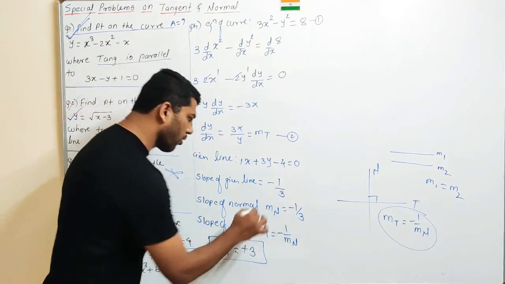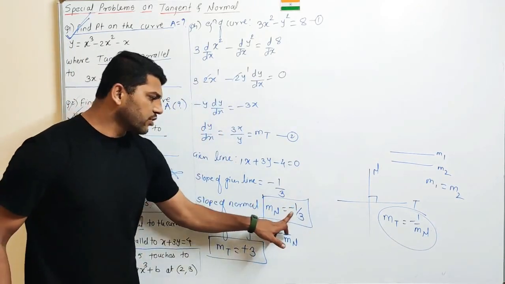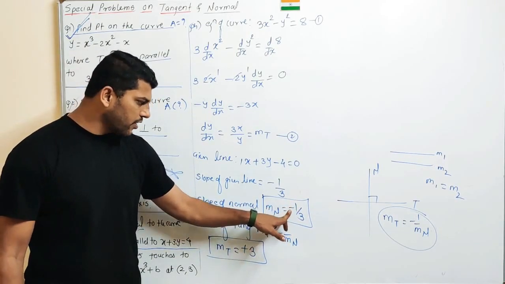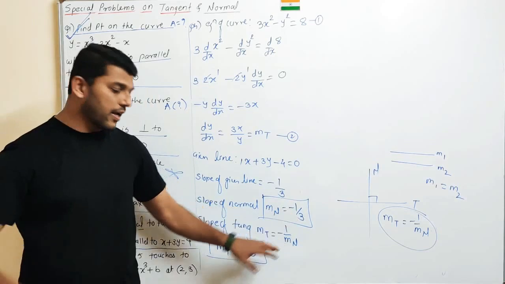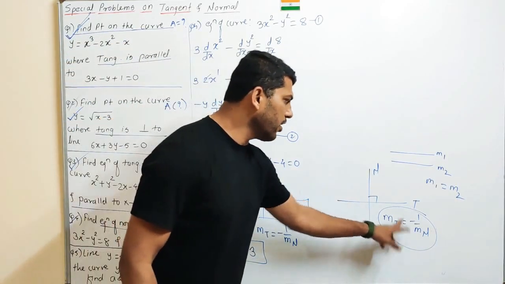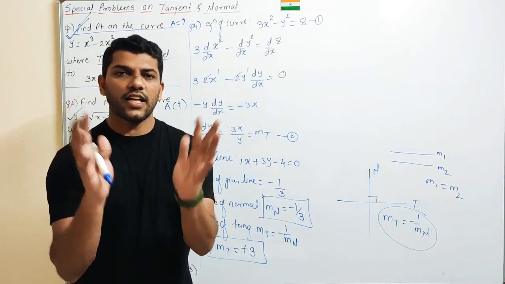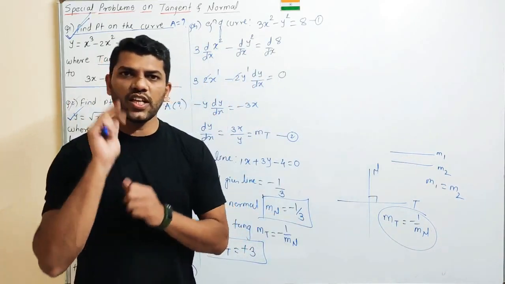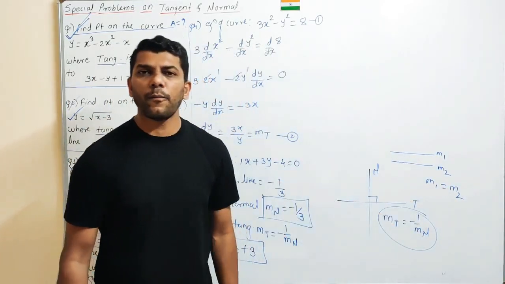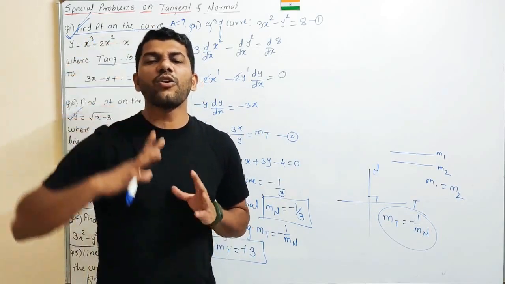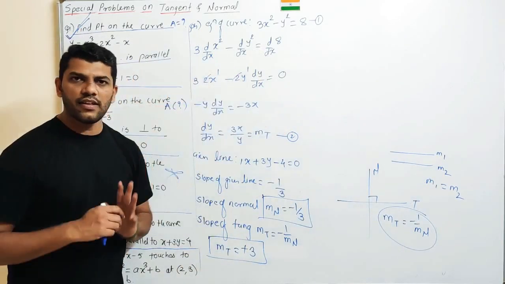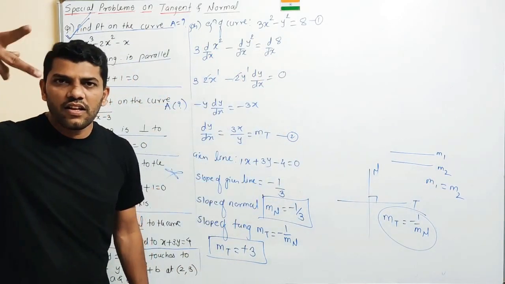So this is the slope of tangent. This is the trick: negative reciprocal. If you apply the negative, it becomes plus, and the reciprocal of 1 by 3. Use this negative reciprocal concept in perpendicular cases. Understand these two things: if two straight lines are parallel, then their slopes are equal. But if two straight lines are perpendicular, then their slopes are negative reciprocals. So here you have to use these two different concepts: parallel, equal slopes; perpendicular, negative reciprocal.